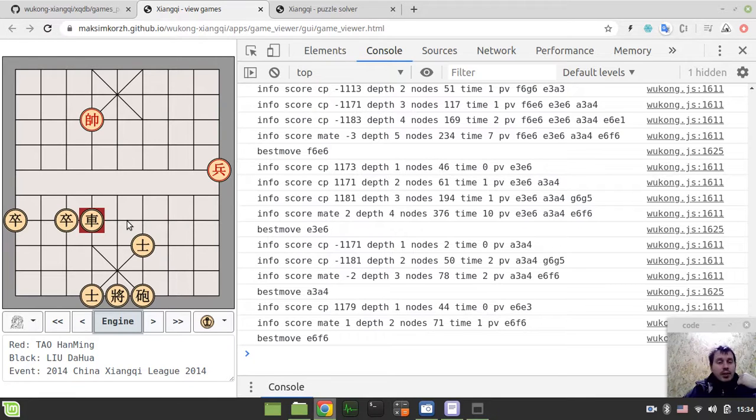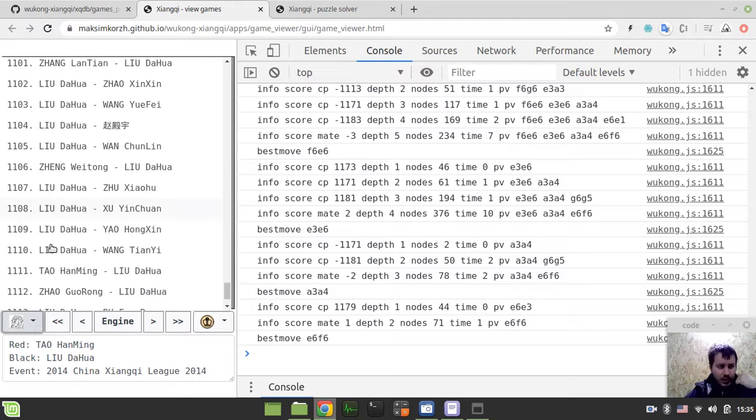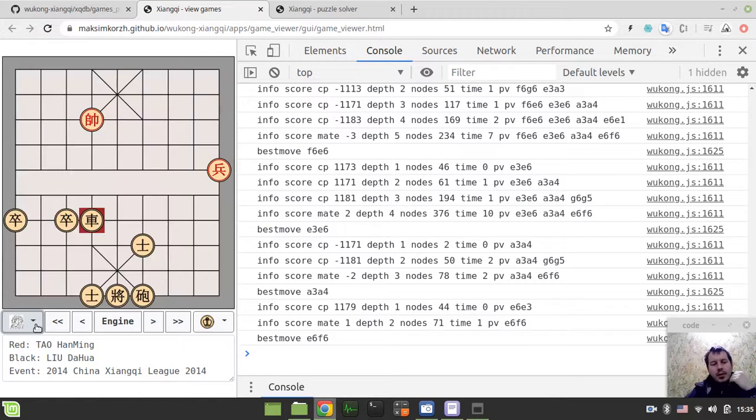Okay, guys, so this is it from my side. I hope you love the app, and feel free to play around with the app itself if you're interested in the particular game. This is game 1111. Tao HangMing playing red versus Liu Dahua playing black. So feel free to examine the game, to play around with the engine. This is extremely addicting and very interesting and very useful, I believe, from the human player perspective.